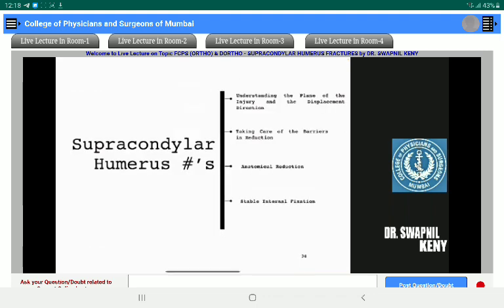And that is how it was fixed. So to summarize my talk for today, supracondylar humerus fractures are quite common injuries. The primary fracture, and the sequelae of a fracture which is not treated, is a common condition which presents to orthopedic surgeons all across the world. One needs to understand the plane of the injury and the direction of the displacement so that one can plan a fixation technique. One needs to take care of the barriers in the reduction, as I mentioned. And if there is any barrier, that barrier has to be crossed.